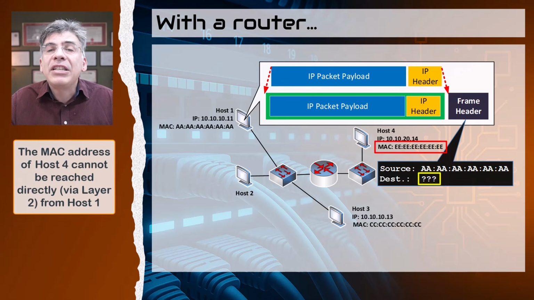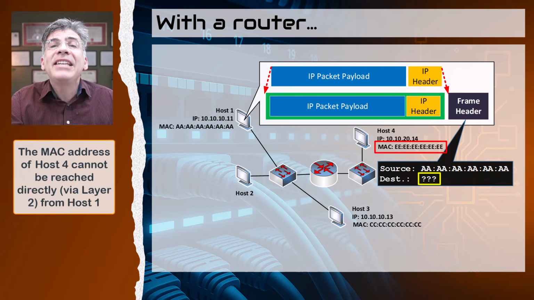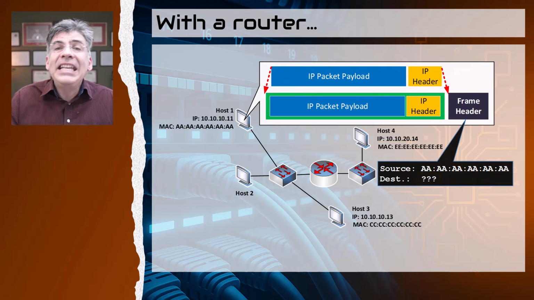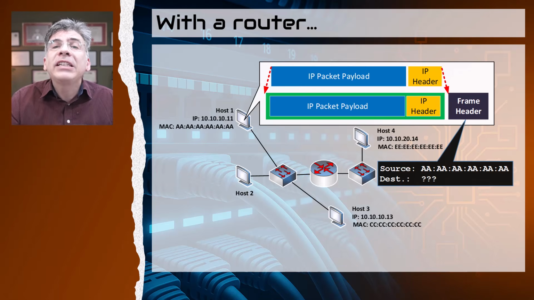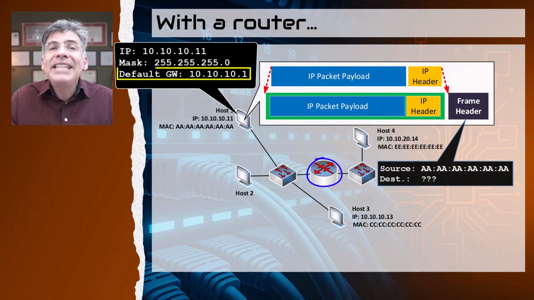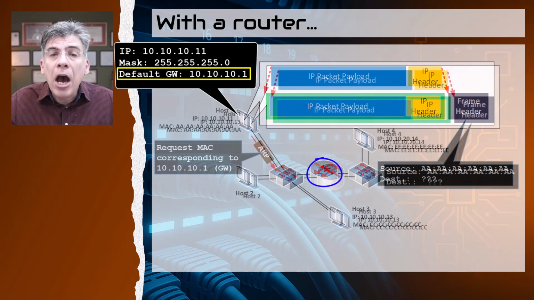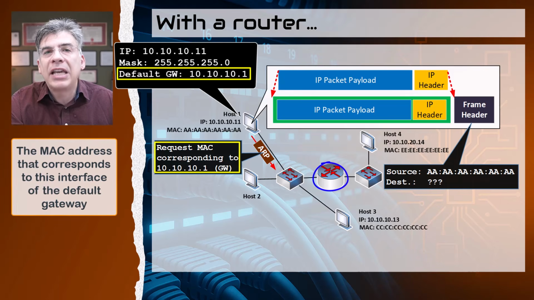It can't be reached at layer 2. But what can be reached and should be reached is the default gateway. Indeed, the default gateway is the next hop in the process. So the default gateway that has been configured within host 1 is the next hop to reach the destination. So the ARP request goes out for the MAC address that corresponds to the IP address of the default gateway.